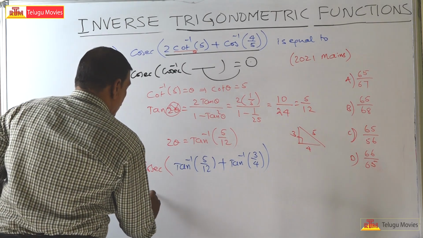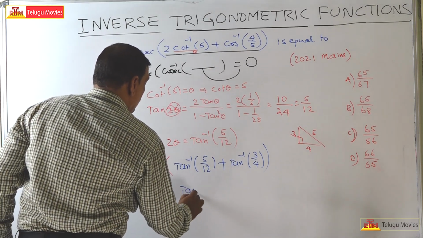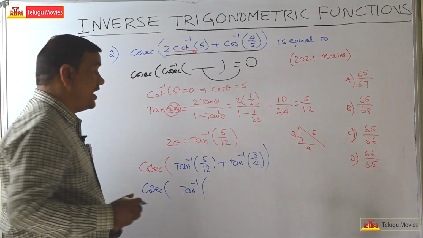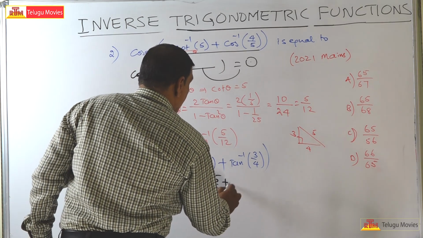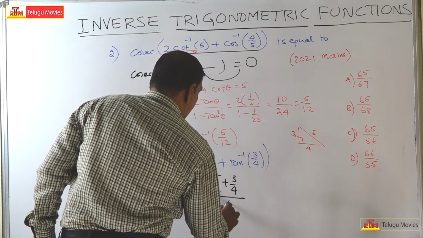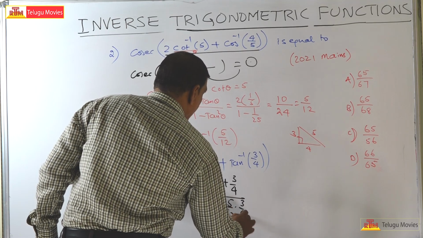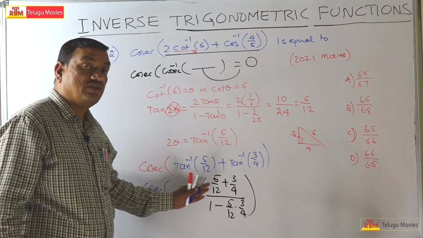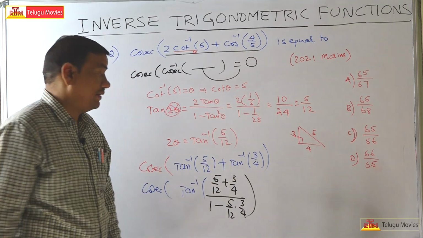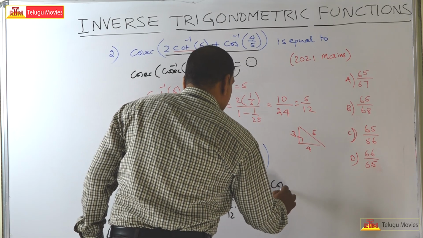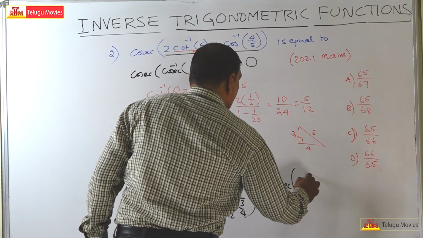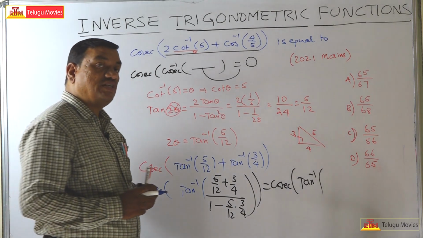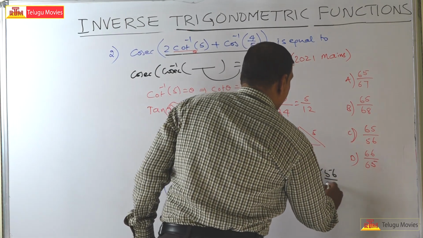Again, this is tan inverse of A plus tan inverse of B, with A equal to 5 by 12 and B equal to 3 by 4. Tan inverse of A plus tan inverse of B is equal to tan inverse of A plus B upon 1 minus AB. So this is 5 by 12 plus 3 by 4 upon 1 minus 5 by 12 into 3 by 4. So this value is cosecant of tan inverse of 56 by 33.